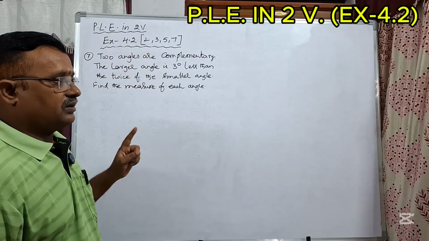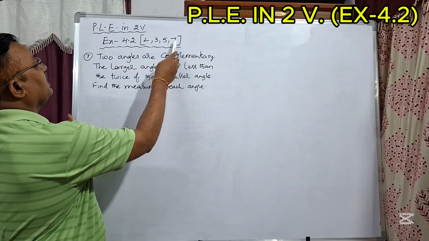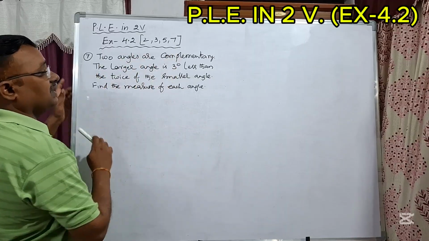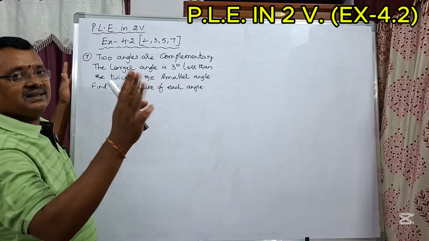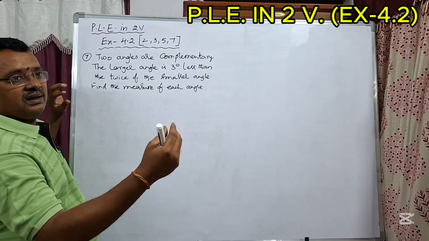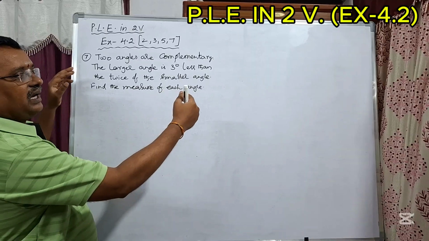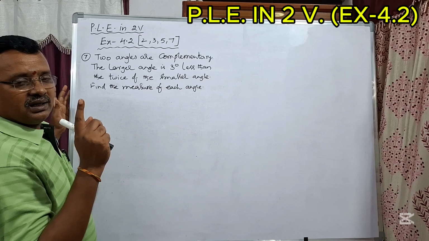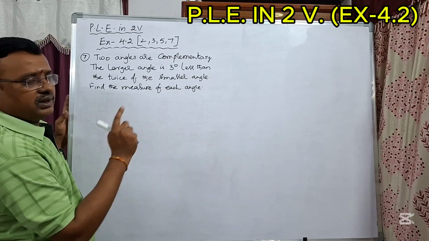Now we are going to take the last important problem from this exercise, which is the 7th one. This one is also like the third problem, but the conditions are different. Since it is important, I have taken this one. Okay, listen to me very carefully. In the simplest form, I will try to explain.